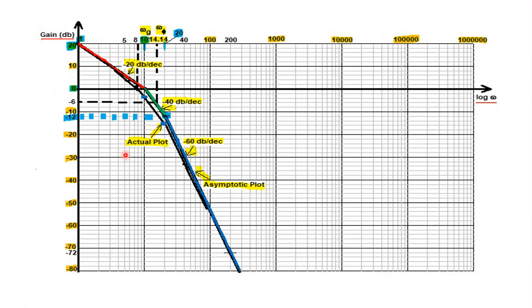This semilog sheet has 6 prominent regions for frequencies, and then 10 prominent regions for gain. Here, if you look at the gap between these lines, it is not uniform. It is decreasing gradually as per the logarithm.